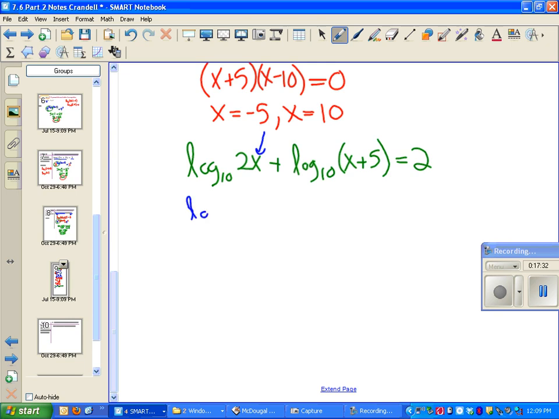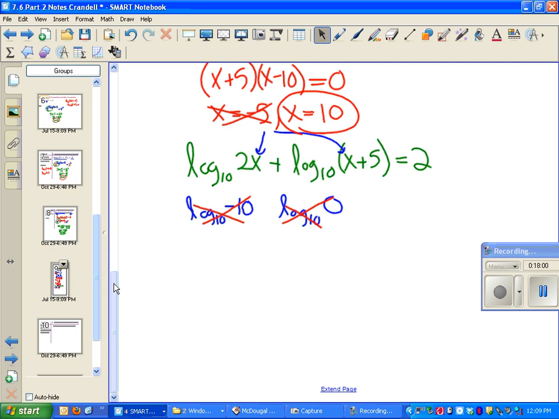Okay, yes, right here, if I plug negative 5 in, I'm going to take a log of a negative, log base 10 of negative 10. That's not going to work. And if I plug negative 5 into here, I'm going to do log base 10 of 0. So both are highly illegal. So negative 5 is not going to work. What about 10? Well, 2 times 10 is 20, so that's okay. And 10 plus 5 is 15, so that's okay. So my answer is just x equals 10.